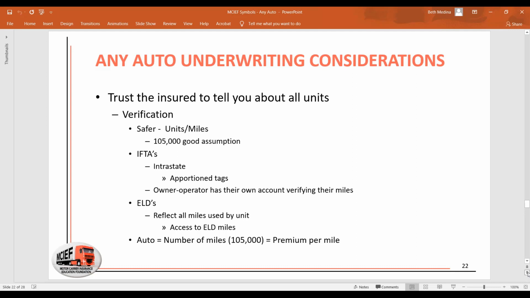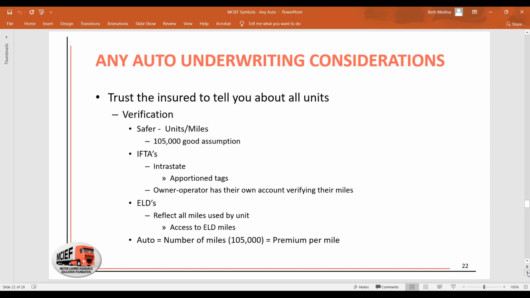So the underwriting consideration: trust the insurer to tell you about all the units? Yes, but then we also verify it. We look at SAFER, what they told SAFER, and they look at 105,000, which would be a good assumption for every unit that they might operate if they operate over 300,000 miles.